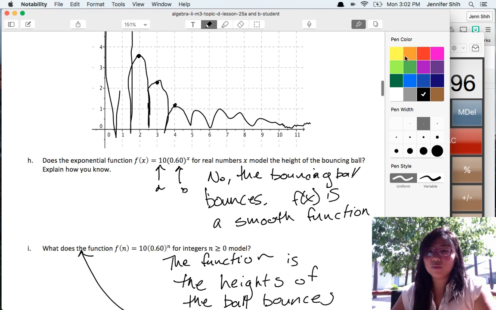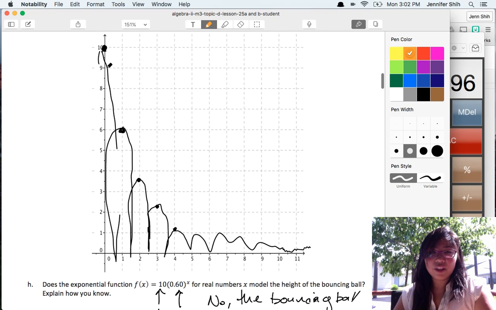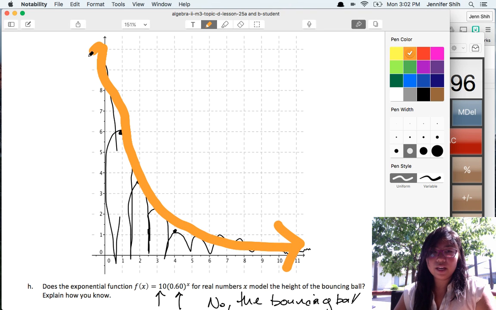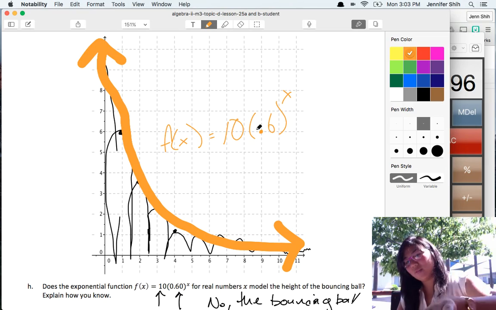Let me draw it in right now. Orange. So let's take all the heights and draw in our exponential function. This exponential function represents the initial height, and then it bounces at 60% x. This represents the heights of all the balls. Okay.